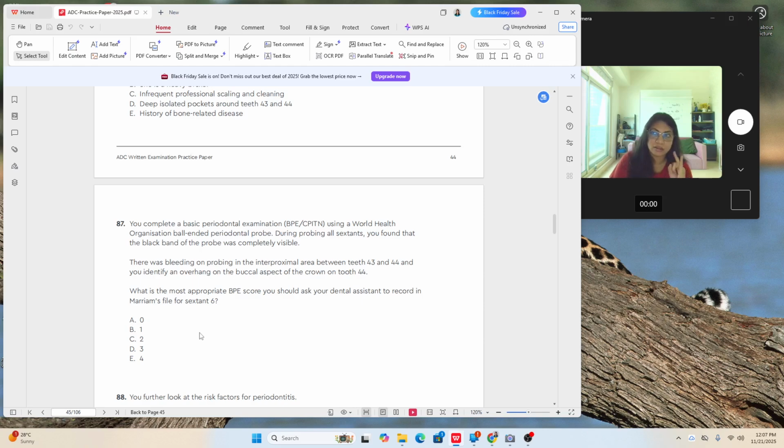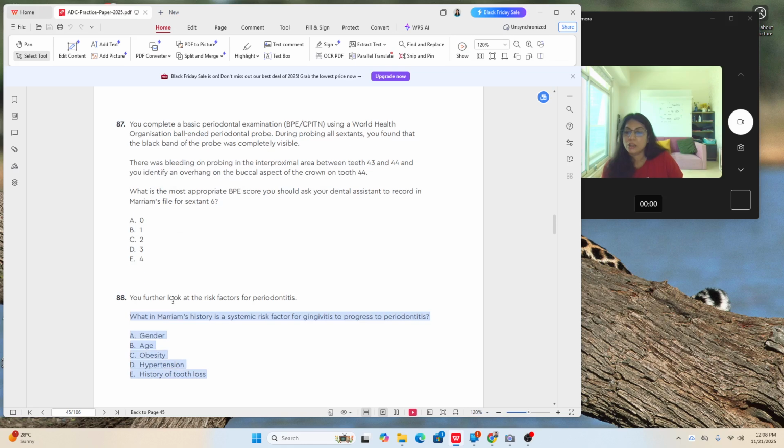Fluoride chart, teeth eruption chart, periodontal chart. These 3 charts you have to write down daily. Like, then only your brain will go for the right answer at the right moment. Now you further look at the risk factors for periodontitis.